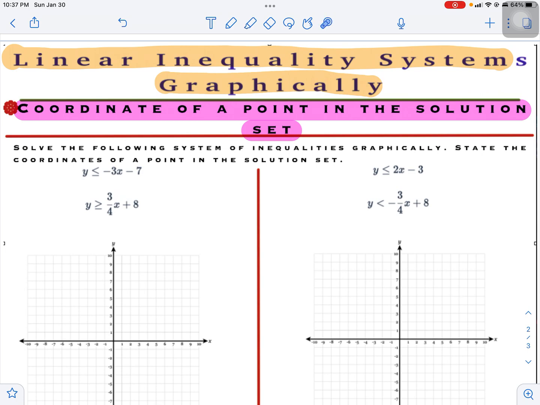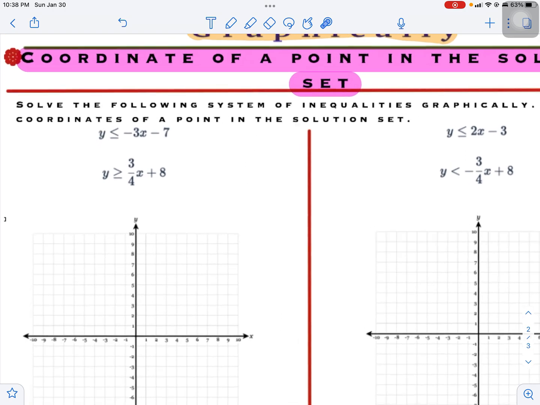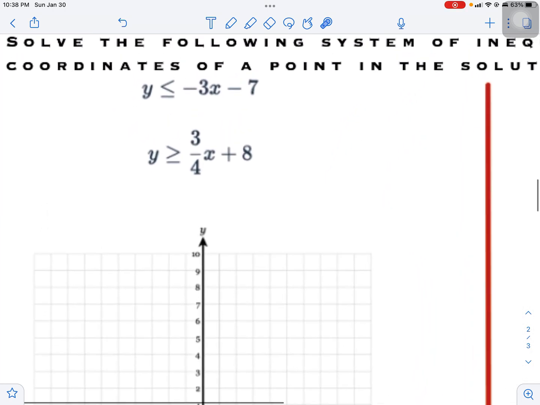So we always read the instructions that say solve the following systems of inequalities graphically. Okay, we're going to solve them by a graph. State the coordinates of a point in the solution set. Okay, so let's do that. So let's look at our first example here.